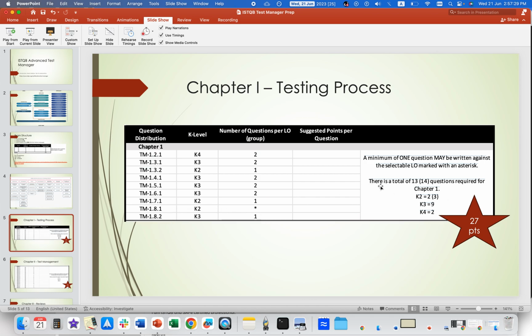Then from this chapter you can expect 13 to 14 questions. For K2 there are 2 or 3 questions, for K3 9 questions, K4 2 questions. So total, if you see the points, 27 points you can expect from the first chapter. Okay. How are we calculating this? For K2 it's roughly 1 mark, K3 2 marks, and K4 3 marks related questions.